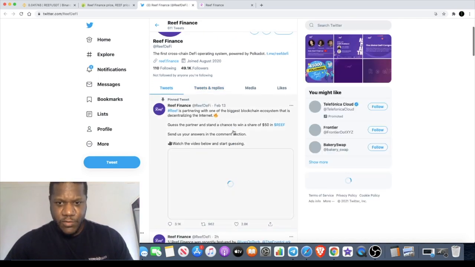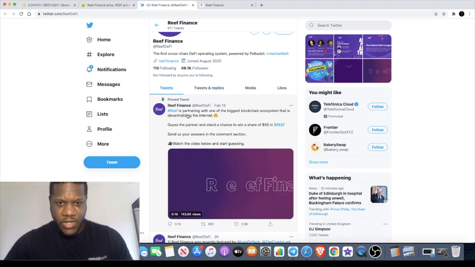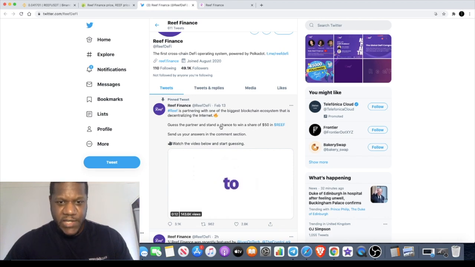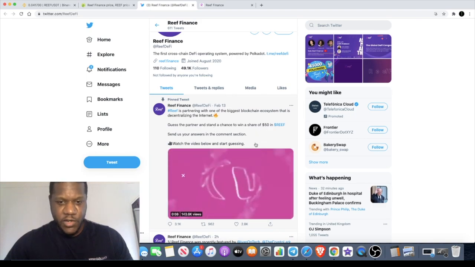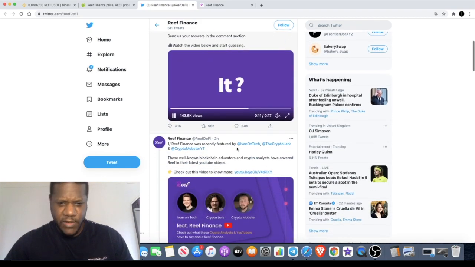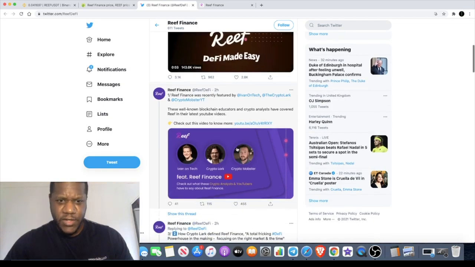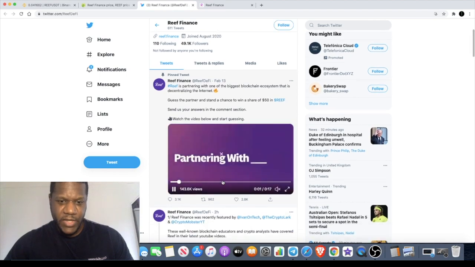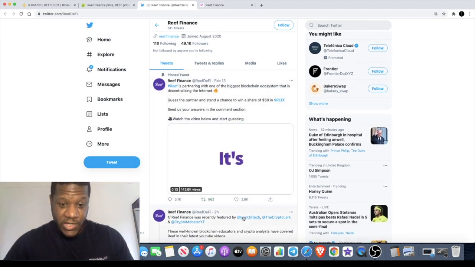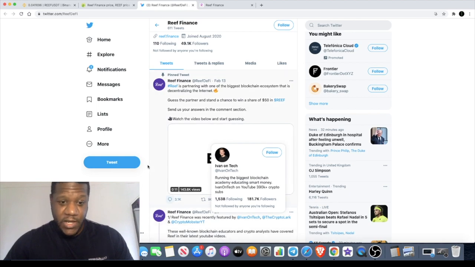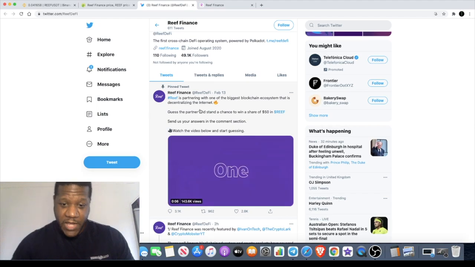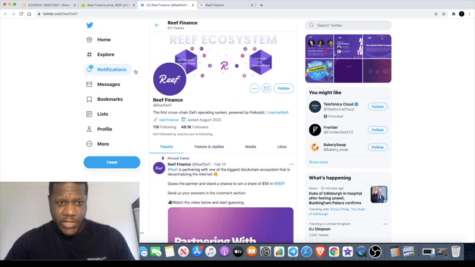Okay, this is something that I didn't talk about the other day as well, that they are partnering with one of the biggest blockchain ecosystems that is decentralizing the internet, and there's a competition for you to guess the partner for $50 in REEF, or a share of $50 in REEF. I know that's not a lot. They could have done a little bit more about that, to be honest, a bigger prize for that, but, you know, 962 retweets, 2.8K likes, so I guess people are still kind of hyped about that. But yeah, REEF for me is bullish.